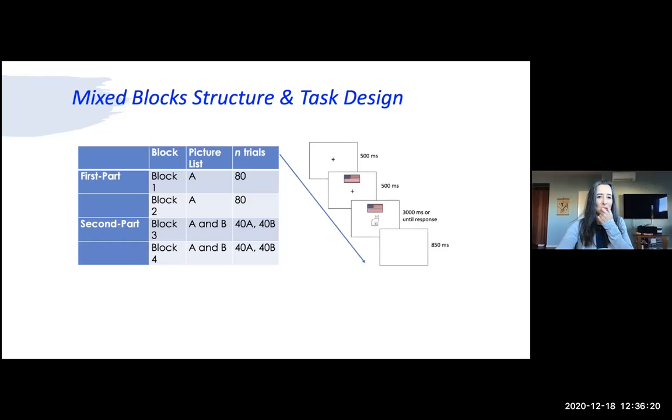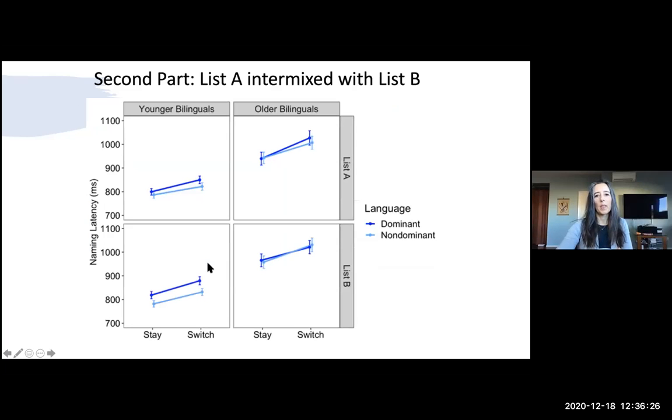This just shows you the design. 4 naming blocks, 2 with just 1 set of pictures, and then 2 more with them intermixed. And then this is the data. So we have young bilinguals on the left, older on the right. This is the first list and the second list that was introduced halfway. Really big inhibition for that new list. So this wasn't something we anticipated ahead of time, and it's actually really robust.